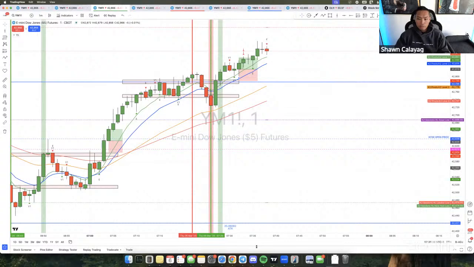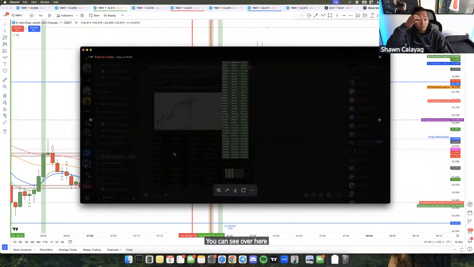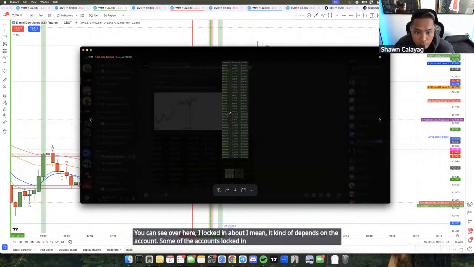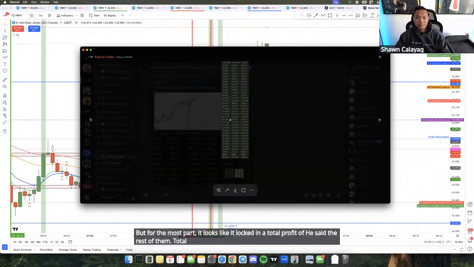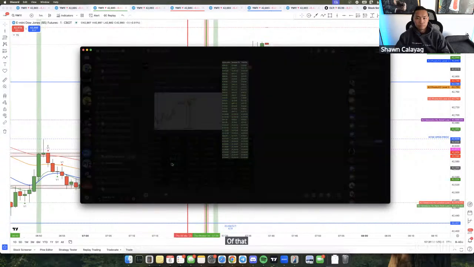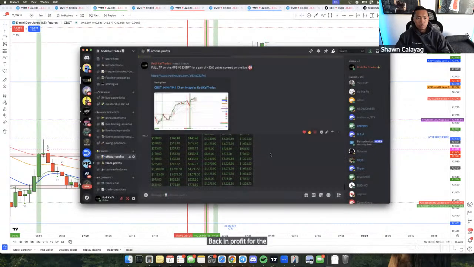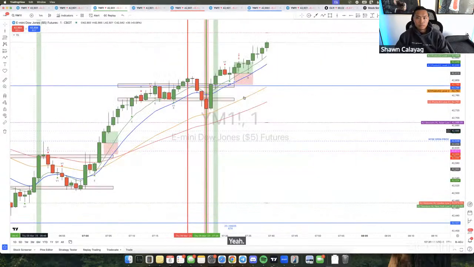All right. So here are my profits on that trade, guys. You can see over here I locked in about, I mean, it kind of depends on the account. Some of the accounts locked in 1,000, some of them locked in a couple hundred. But for the most part, it looks like I locked in a total profit of about 20 to 30,000 off that specific trade. So not too bad. Back in profit for the week, of course. And it's a solid win. So I'll try to find another one here.